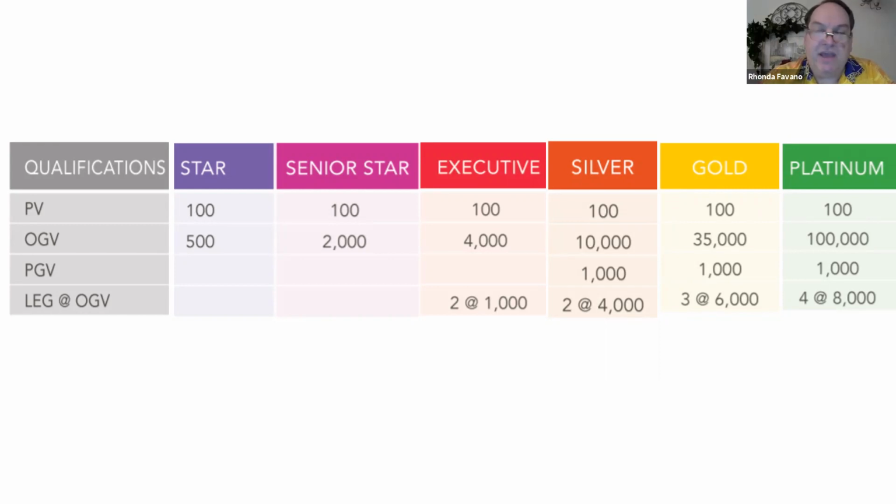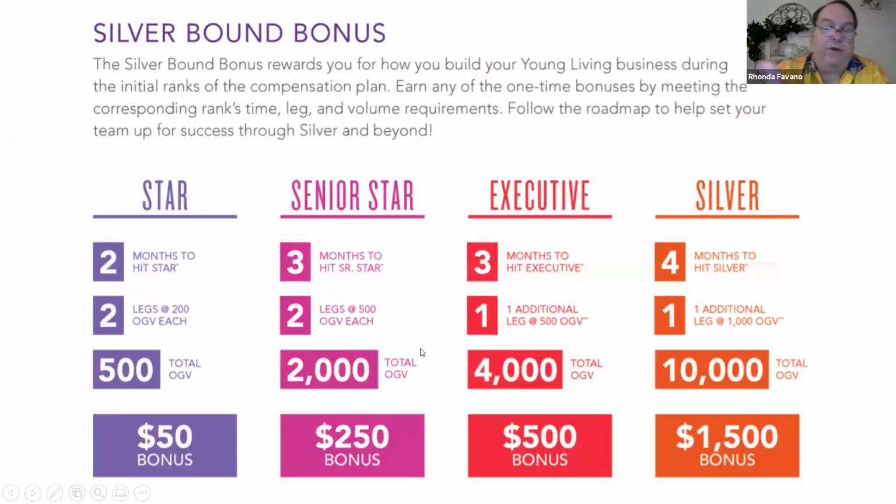So if you think of it like that, in my opinion, it's not the only way to think of it. It's not the only way to do it. But if you think of it like that, that's the best reason to even talk about the Silver Bound bonus. Okay? So we can easily explain the comp plan as long as we understand levels, which is easy, and legs, which is easy. But when you're new, you don't understand this.